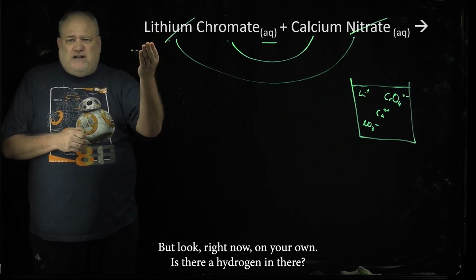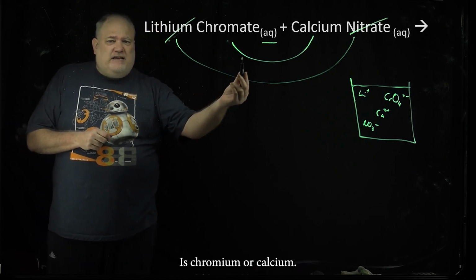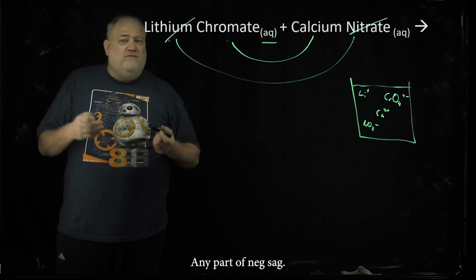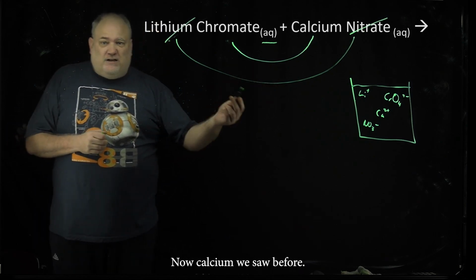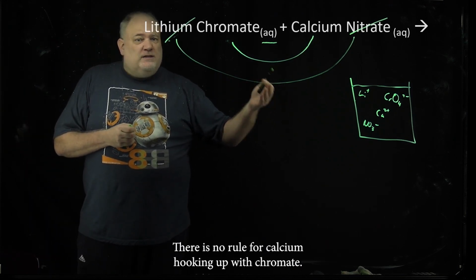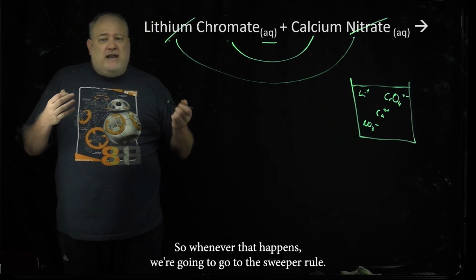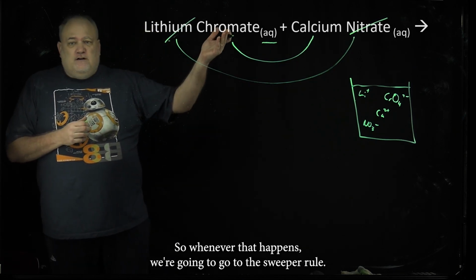Is there a hydrogen in there? Is there an OH-? And then look through the NAG/SAGs. Is chromium or calcium any part of NAG/SAG? Now, calcium we saw before, but that's when it was hooking up with a sulfate. There is no rule for calcium hooking up with chromate. So whenever that happens, we're going to go to the sweeper rule.